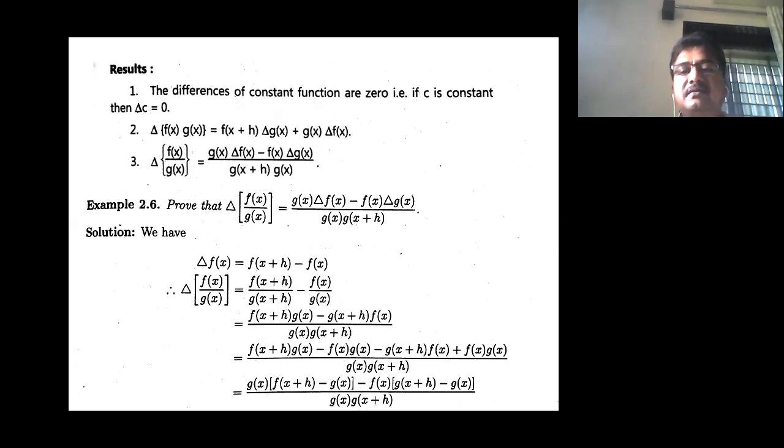And what is the next step? The next step is this g(x), and this f(x plus h) minus f(x) is delta f(x), minus this f(x), and this g(x plus h) minus g(x) is delta g(x), divided by g(x plus h). That is, we get this step. So right after this step, write equal to, write one more step: g(x) delta f(x) minus f(x) delta g(x), divided by g(x plus h).